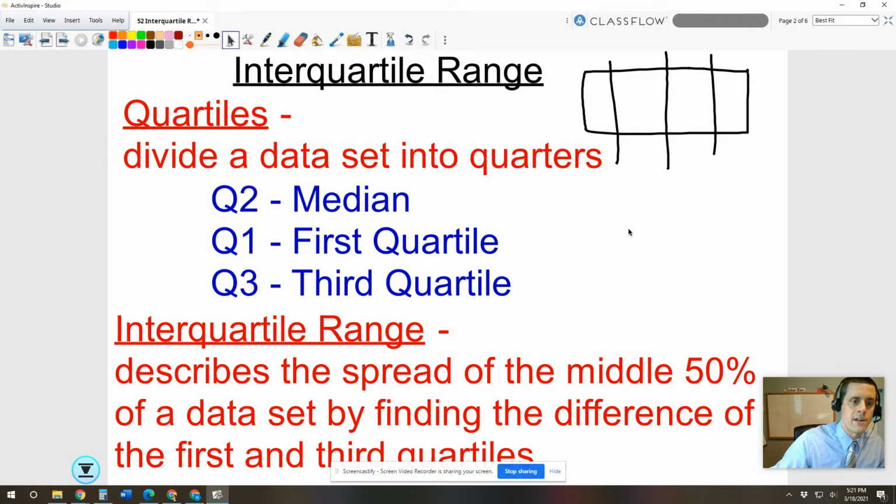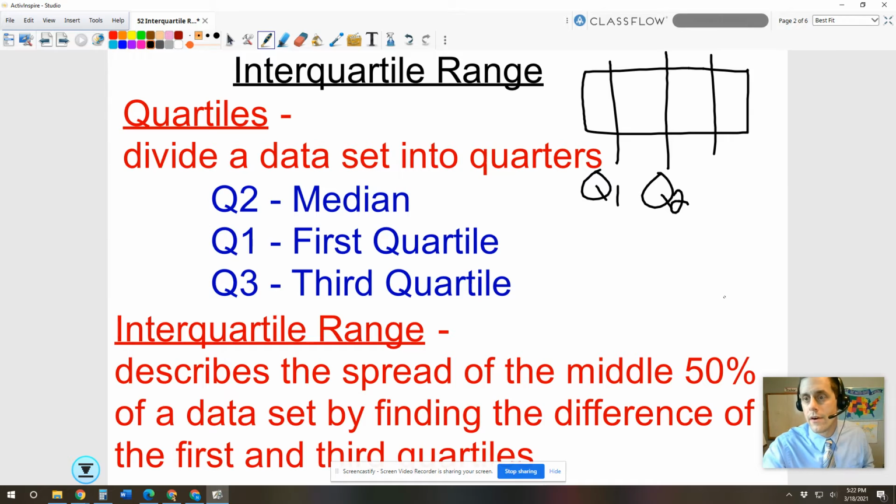Each of those cuts is going to have a very special name. The first cut is the cut I made right down the middle. We're going to call that Q2, or as you know it better, the median, because that cut in the middle is the center of our data. So Q2 is the median. Now, the cut to the left gets a name. We call it Q1. And then that final cut over here on the far right, we call that Q3. So those cuts essentially break our data set into 4 sections, each section called a quartile.